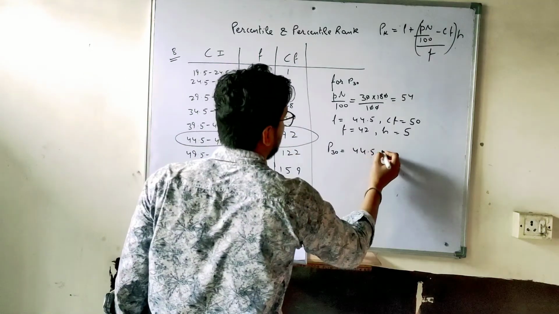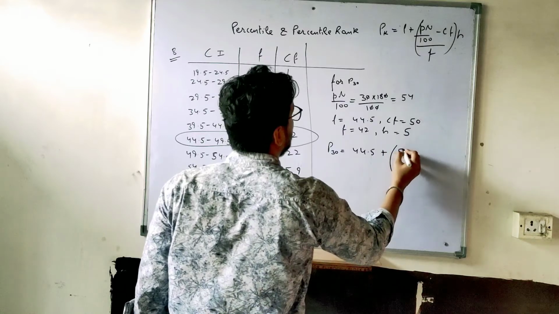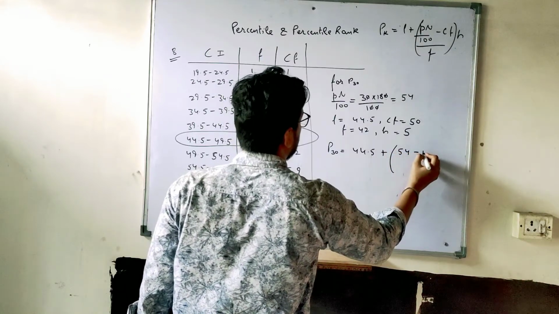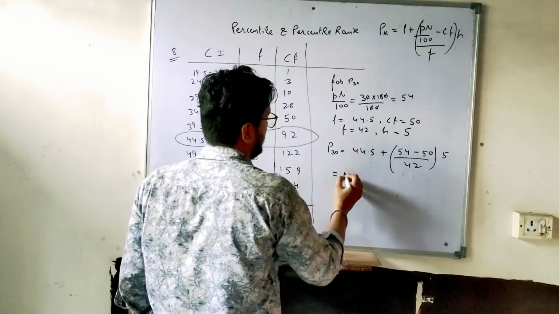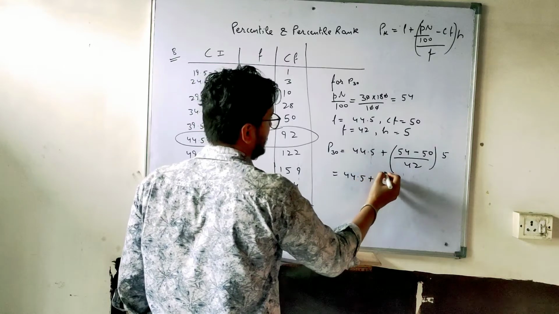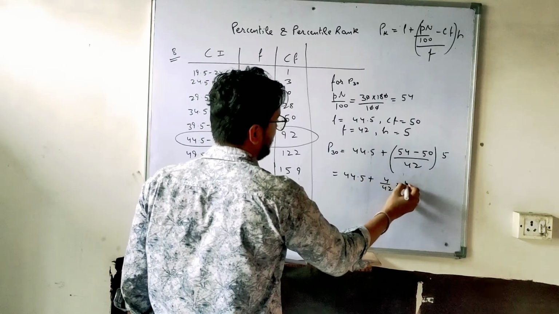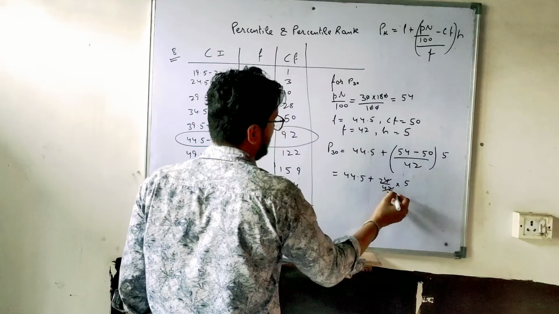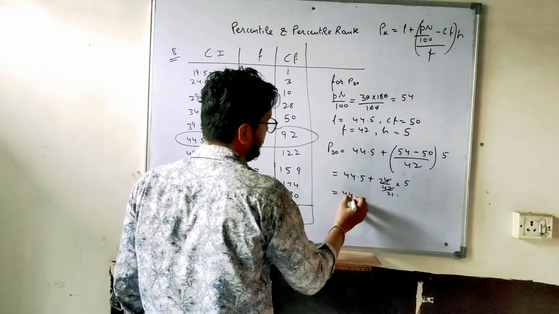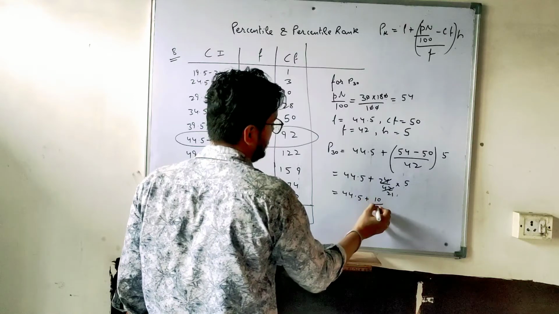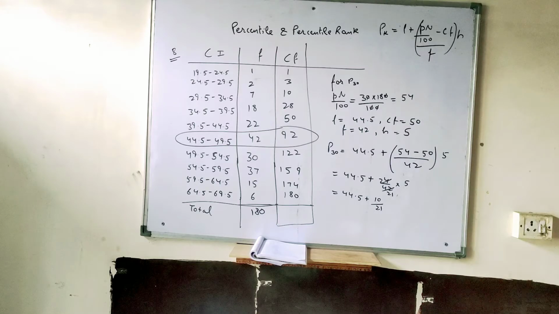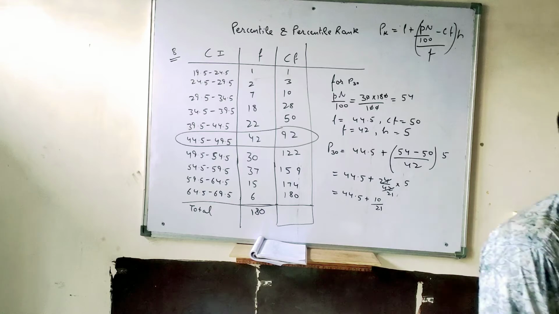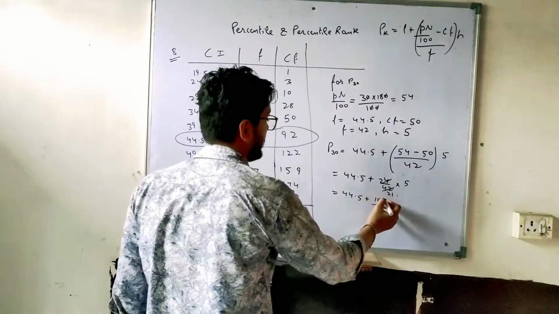So 44.5 plus (54 minus CF, where CF is 50) upon F, which is 42, multiplied by 5. That is 44.5 plus 4 upon 42 multiplied by 5, which is 2 upon 21 times 5, so 10 upon 21. So 44.5 plus 10 upon 21. When you solve it, you will get 44.976.